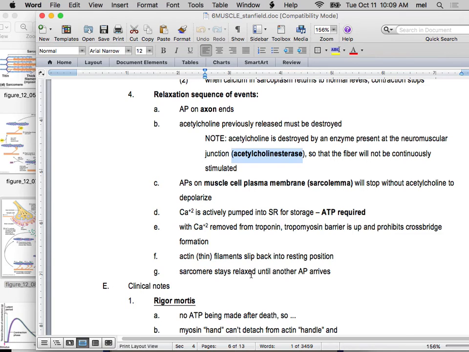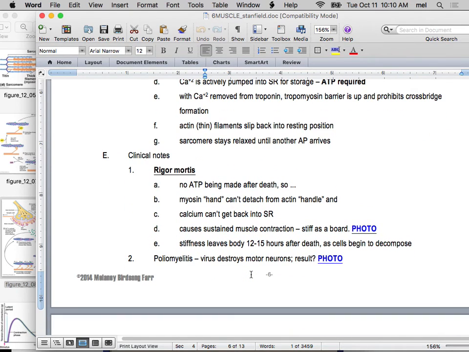Okay, so I'm going to go through a couple of clinical notes, and then we are going to go through that worksheet that I posted for you guys, and we're going to go through it as a group. Okay, so first clinical notes. What does rigor mortis have to do with this story? We briefly talked about it last time.